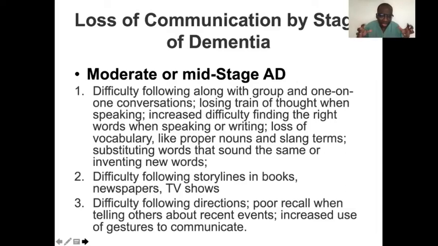The vocabulary constricts. They really can't find the nouns to use. They start substituting words that are not the correct words, but they sound like the correct words, or they might even start inventing new words. And all this makes their speech quite incomprehensible. And this is, again, a manifestation of the aphasia that we see as Alzheimer's disease progresses. The difficulty following storylines is something we also see, and that can occur with newspapers or with books or TV shows.